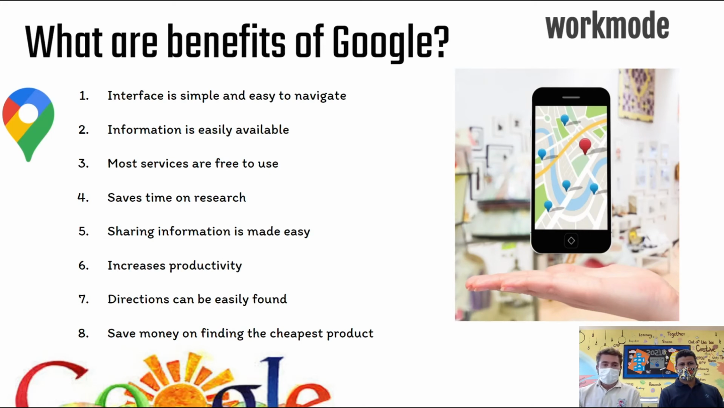Number 7, directions can be easily found. So in Google Maps, it's very easy to use, and then you arrive at the destination. And finally, a lot of people search for prices on Google, and it connects buyers and sellers all over the world, and you can save money by finding the cheapest product.